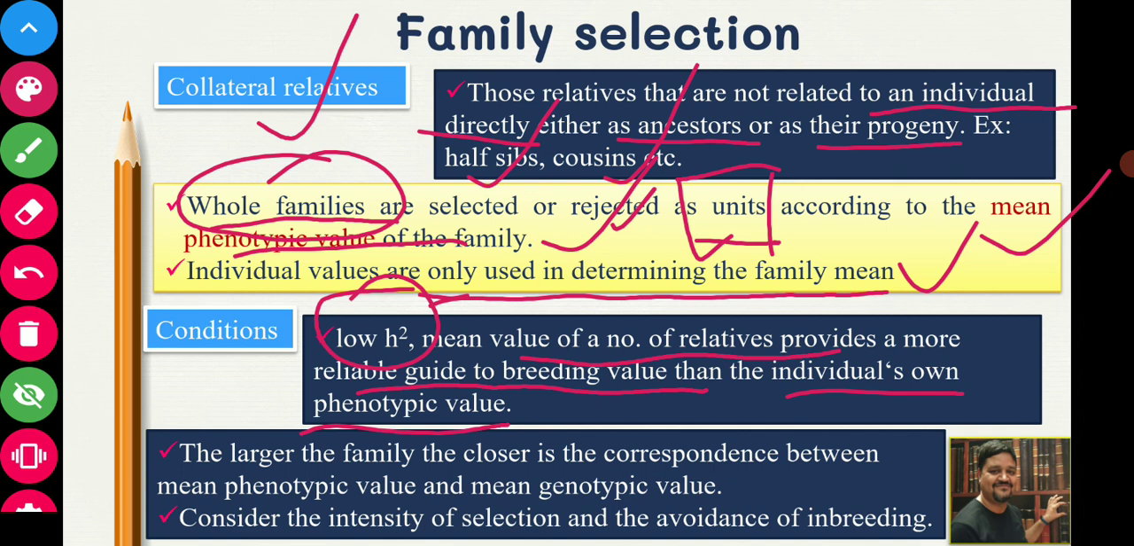Another condition is that the larger the family, the closer is the correspondence between the mean phenotypic value and the mean genotypic value. It states that when there is a larger family, that means more individuals in the family, the mean phenotypic value will be equal to the mean genotypic value. Why is it like that? Suppose a particular grandparent, that means grandfather and grandmother, produce 9 or 10 progenies.